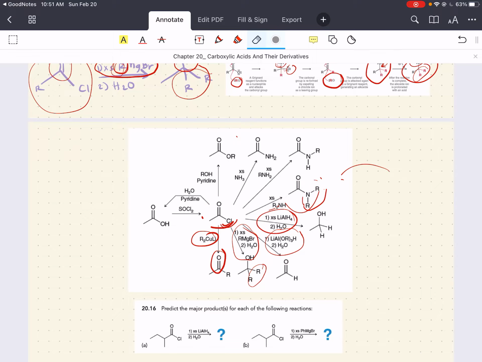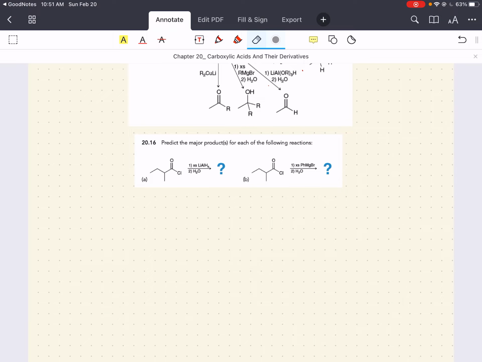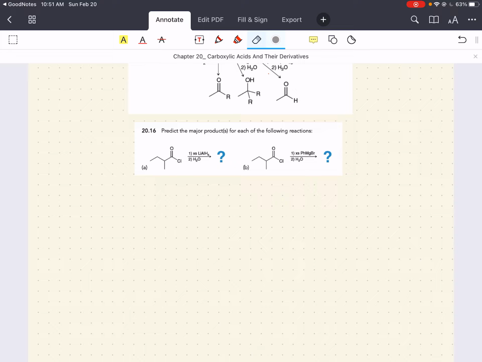So draw it out yourself, practice, make sure you know the reagents you need to do every single one of these procedures. All right, fantastic. Now what we want to do is some practice problems with what we have just learned with acid chlorides. All right, predict the major product of the following reagents.